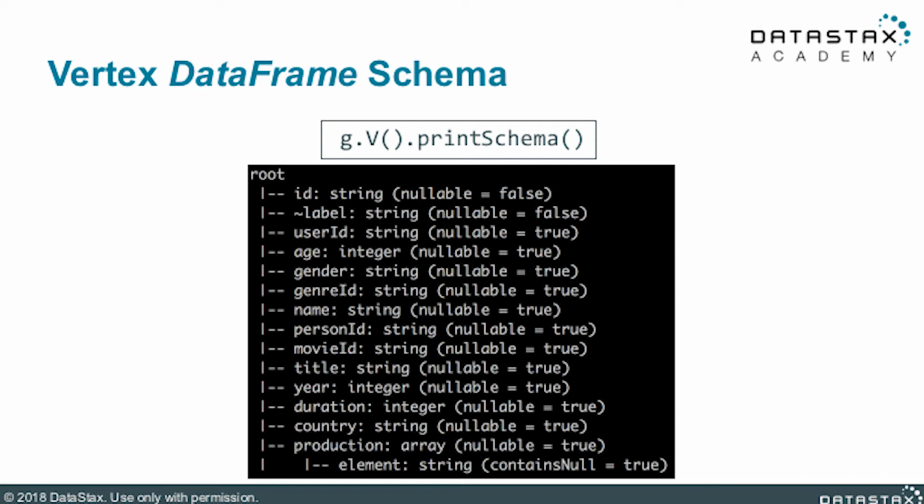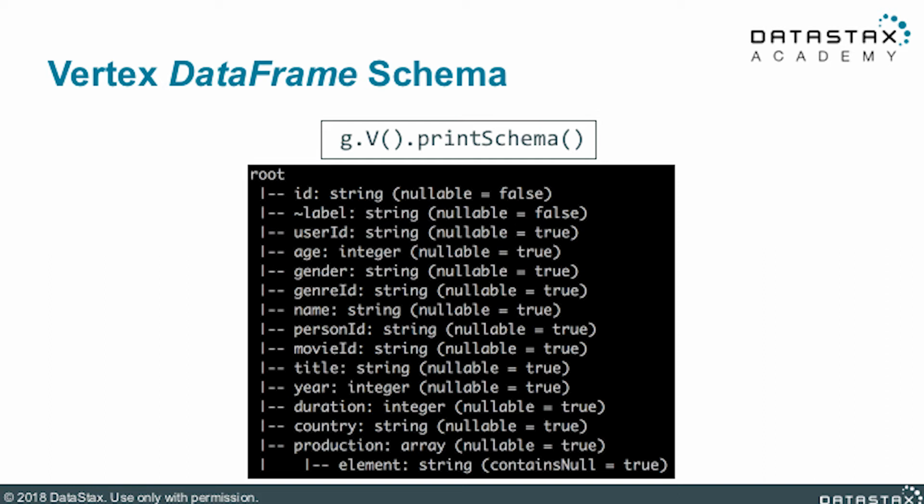In the context of our killer video graph, this is how the vertex table schema looks like. g is our DSE GraphFrame. We call its method V to get the vertex data frame, and then DataFrame's method printSchema to output the result. We see columns id, label, user_id, age, gender, genre_id, name, person_id, movie_id, and so forth.